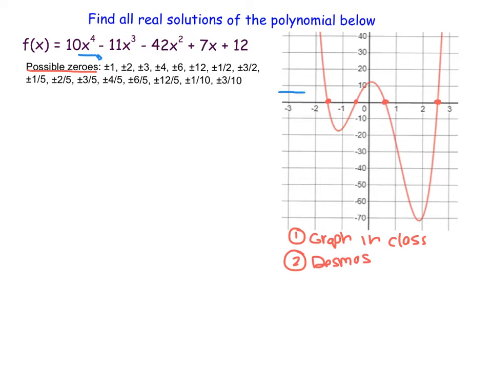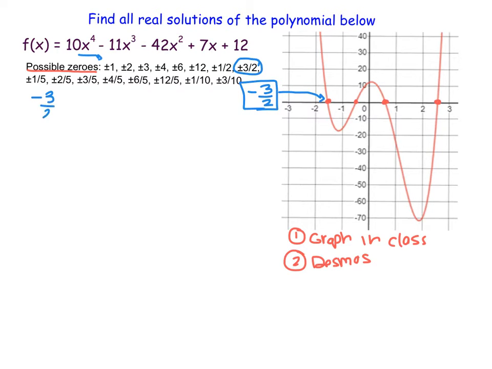So if I look here, this first zero looks like it's about -3/2, which is a fraction, and I can see that that is an option here. So I'm going to utilize synthetic division to check and see if this is in fact a factor. Because if it is a factor, I'm going to end up with a synthetic division that has a remainder of 0. So we're going to go ahead and give that a try.